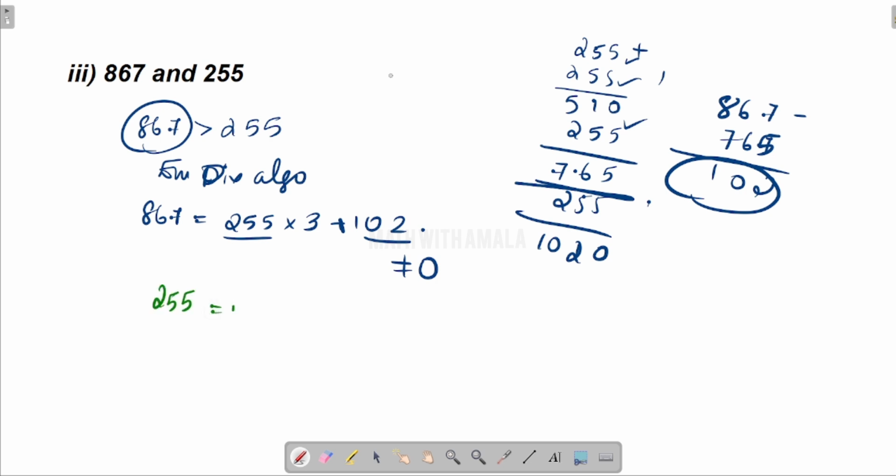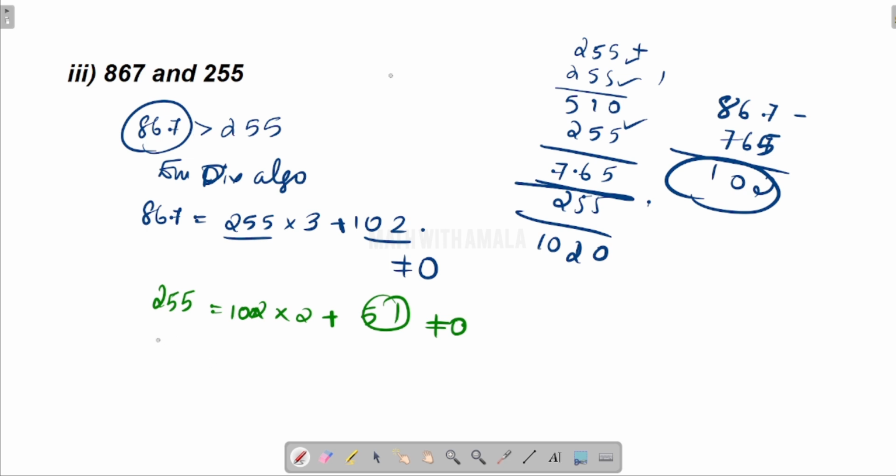Now again we have to express 255 in terms of 102 into something. Let's take 102 × 2 + 51. You can use the same method to find how many 102s are completely there in 255. Then you will get the remainder 51. Again, this is not equal to 0. The remainder is not equal to 0.